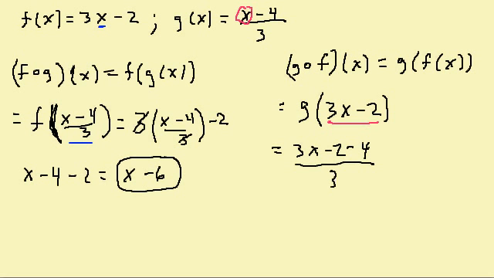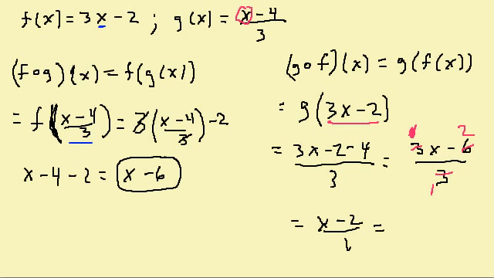So this is going to give us 3x minus 6 over 3. And then we can simplify this. 3 goes into all of these. So we're left with a 1, and a 2. That's a 1 there. And so our answer would be x minus 2 over 1, which is equal to x minus 2.